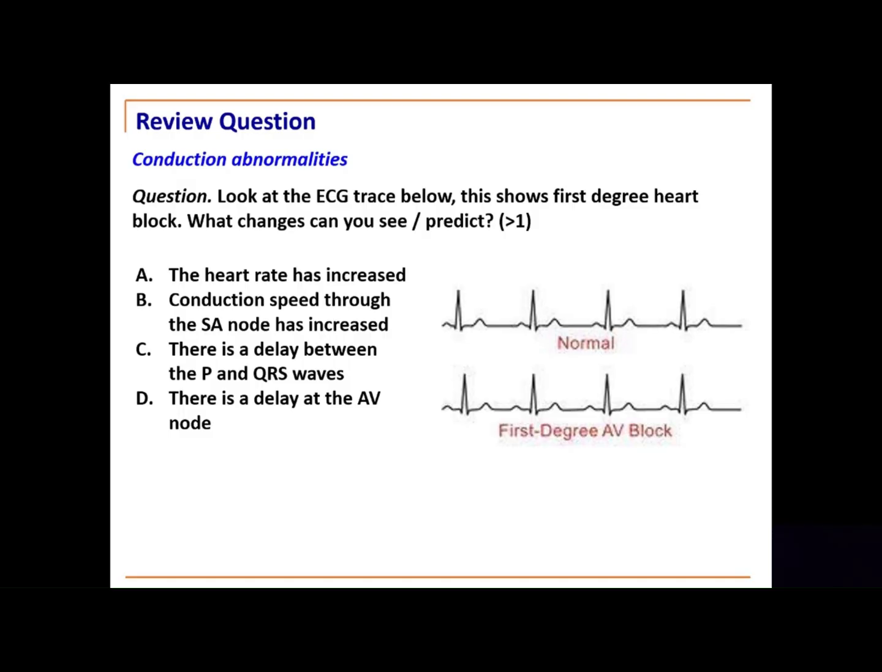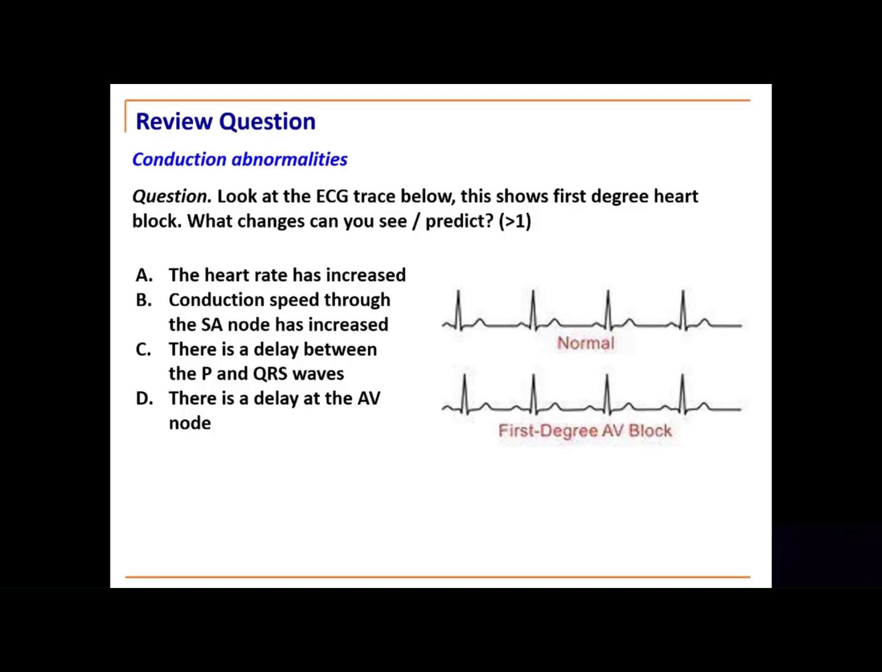Compare it to normal. Yes, there is an increased delay there. So therefore that one is correct. Okay, so what this means is there's a delay in the conduction of electrical impulses from the atria, which is a P wave, to the ventricles, which is the QRS complex. And that delay usually occurs at the AV node. So it's an AV node delay. So therefore, yes, D is also correct. There is delay at the AV node. So that's what you would see in first degree AV block.